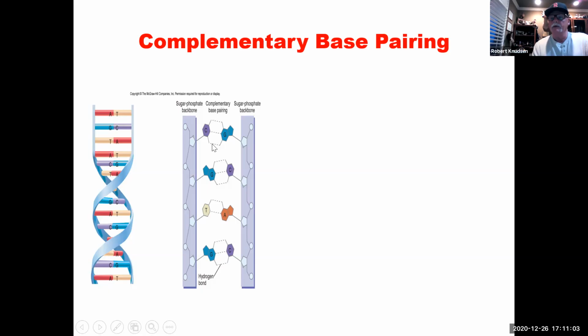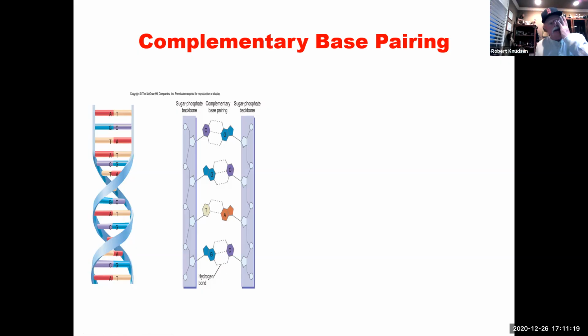Okay? Here's the same thing. Phosphate, sugar, phosphate, sugar, phosphate, sugar. So we just picked a nitrogen base: cytosine, guanine, thymine, guanine. So what bonds always with a C? A G. So there we go. 1, 2, 3. Those are hydrogen bonds. What bonds with a G? A C. 1, 2, 3. What bonds with a T? An A. 1, 2. What bonds with a G? A C. 1, 2, 3. And that's how we build our DNA.